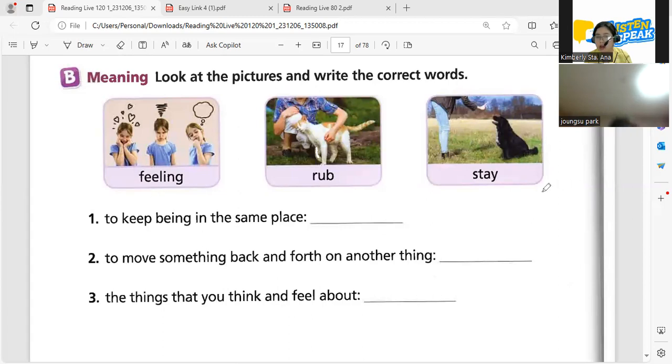Feeling, rub, or stay? To keep being in the same place. Hello? No, it's not the same place. The cat is moving. That's not keeping in the same place. Just one, stay. It's in the same place. It's not moving. You call that stay. How about number two?